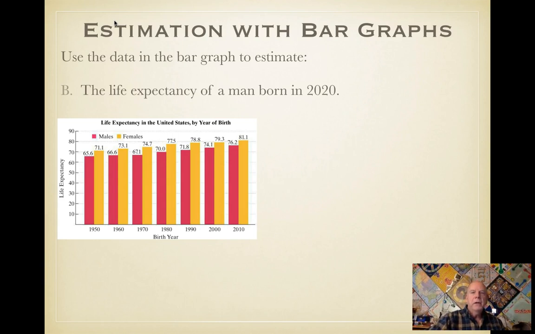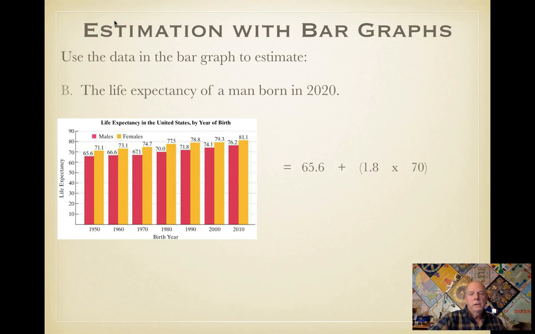All right, let's keep with that graph, but ask another question. The life expectancy of a man born in 2020. So now they're asking us to go outside of the chart here, and estimate what the life expectancy should be for a male born in 2020. So we're going to do the same thing that we just did in terms of that calculation. We're going to take the 65.6 that started in 1950.